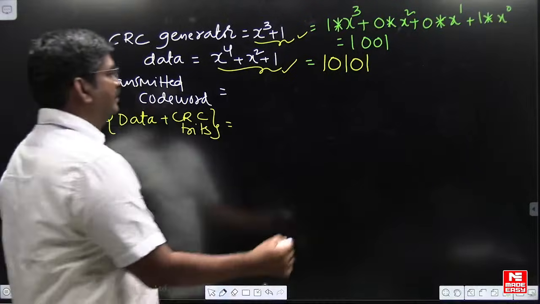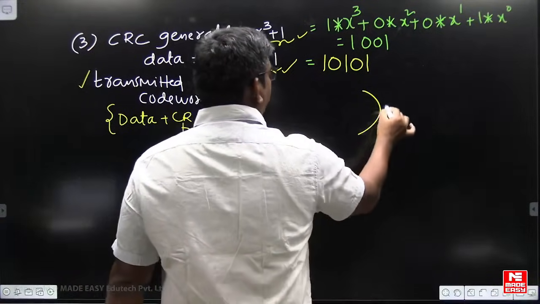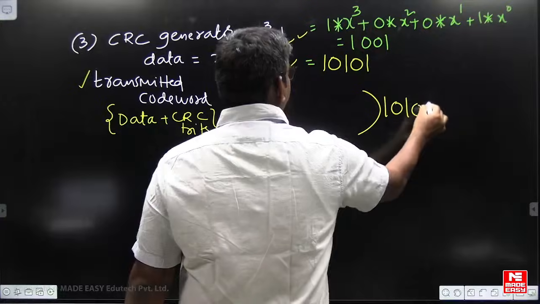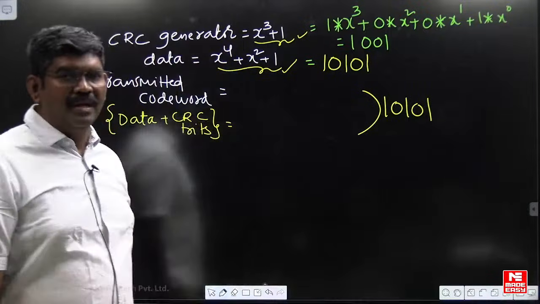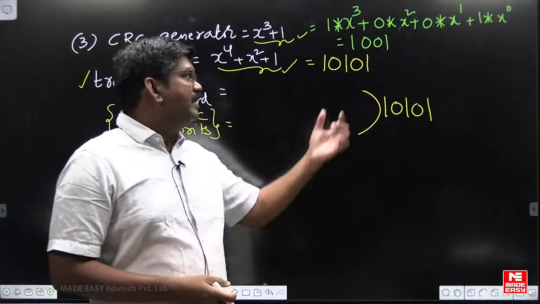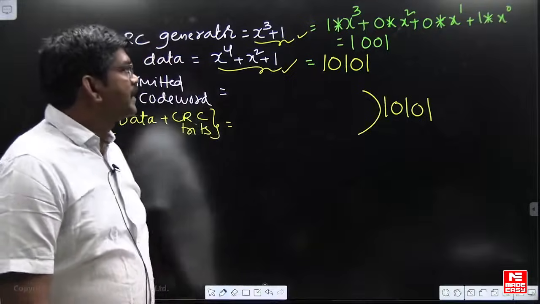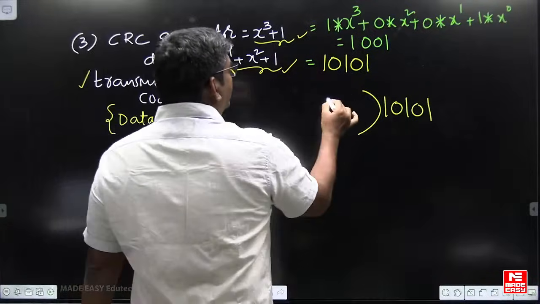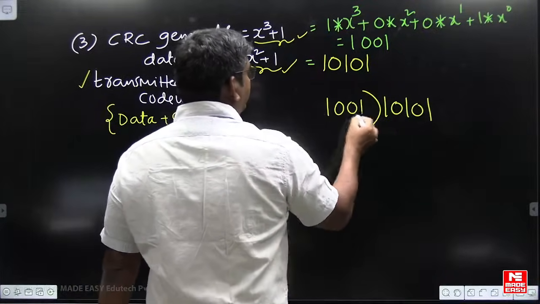1 0, okay, good, very good. So what is the data now? 1 0 1 0 1. It is going to become the dividend. आपको CRC का रूल्स पता है, this will come in the dividend path. लेकिन जो जनरेटर है ना, वो जनरेटर will act as the divisor.